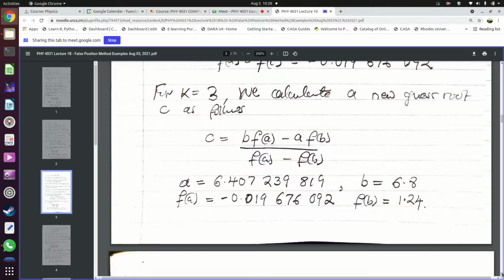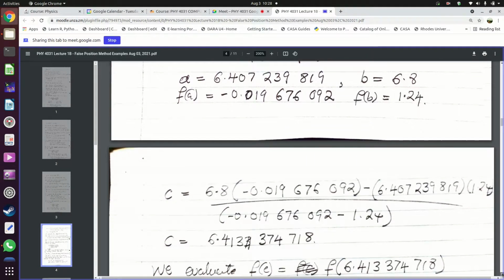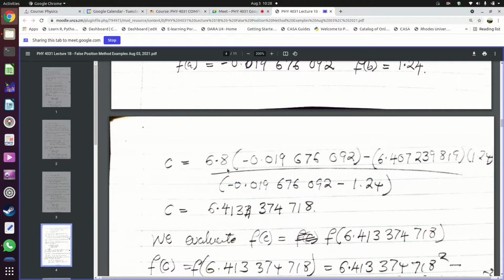Then you work out what your new C is going to be. So your new C now is going to become 6.8 minus 0.19676098 times 1.2, divided by whatever this new f of A minus f of B is. So you're going to get yourself a C which is equal to 6.413374718. So it's moving slowly towards the solution now.